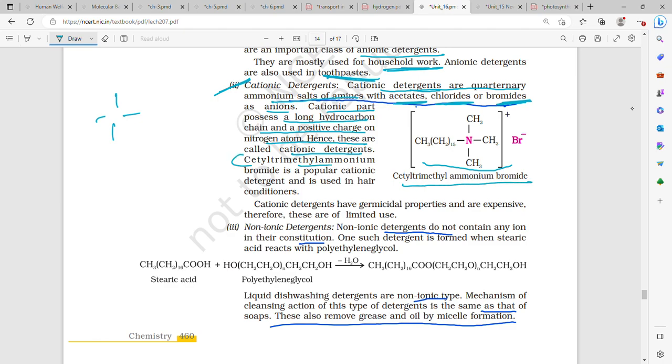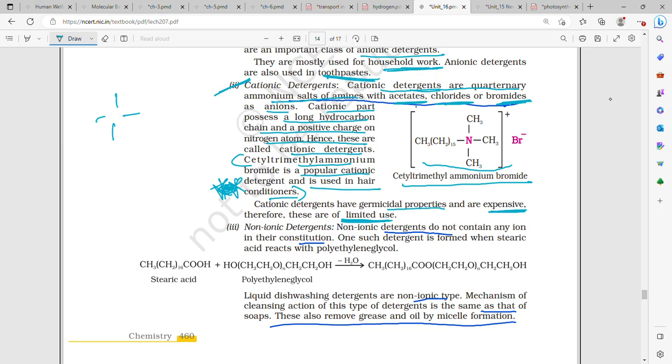Cetyl trimethyl ammonium bromide is a popular cationic detergent and it is used in hair conditioners. This is very important. Cationic detergents have germicidal properties and they are expensive, therefore they are of limited use. So they have germicidal properties, that is they can kill germs, but they are expensive and therefore of limited use.